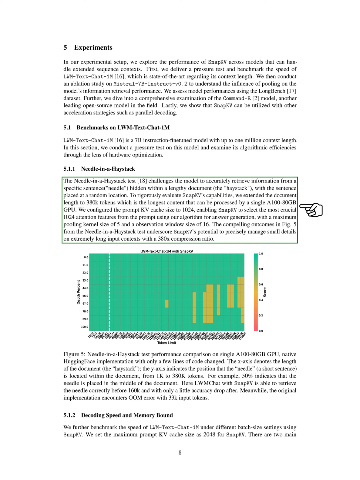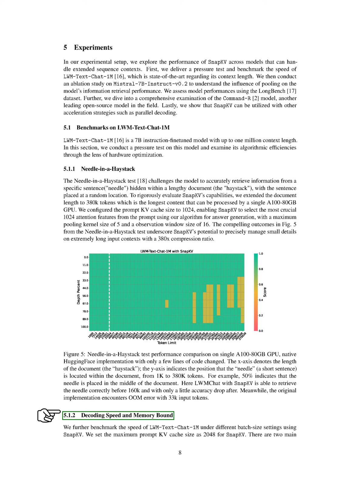Section. Decoding speed and memory bound. In this section, we examined the decoding speed and memory usage of the LWM TextChat-1M model with SnapKV under different batch sizes. We set the maximum prompt KV cache size to 2048 for SnapKV.